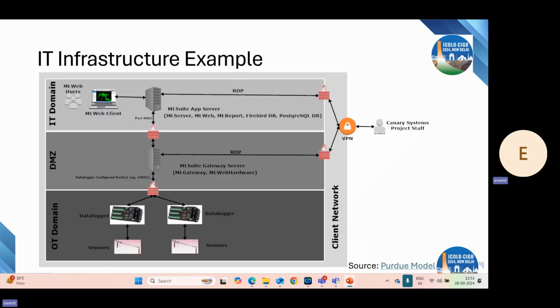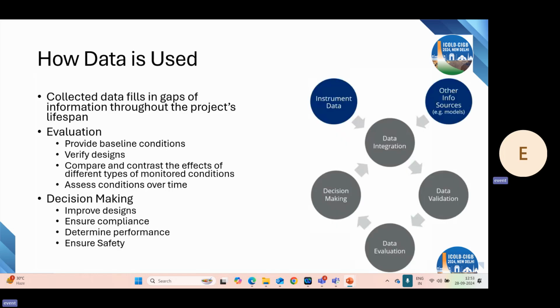This is a basic IT infrastructure example where you have the instruments and the data loggers at one level. This is the Purdue model that a lot of companies nowadays use. They transmit the data to servers. The servers move up, process the data, and provide it for an end user to analyze. How data is used: you have a lot of different information sources, a lot of instrument data. You integrate the data, you validate it, you evaluate the data to generate models, and you basically make your decision based on that.